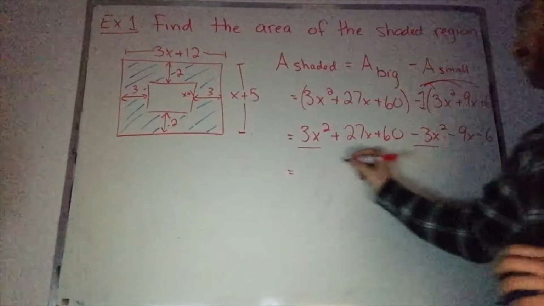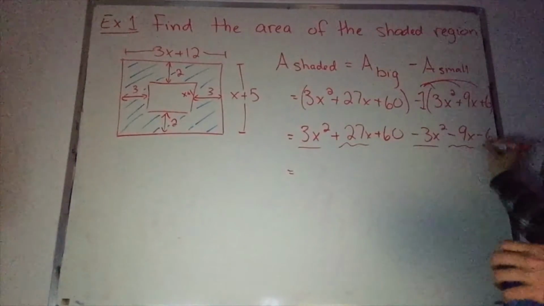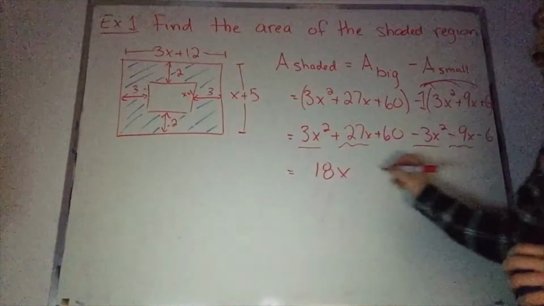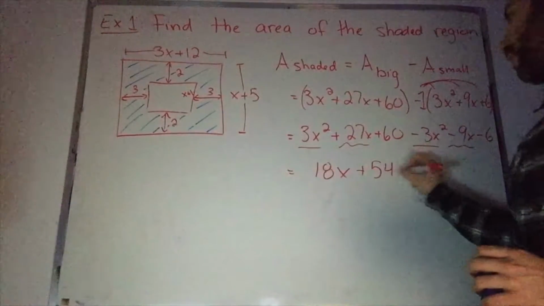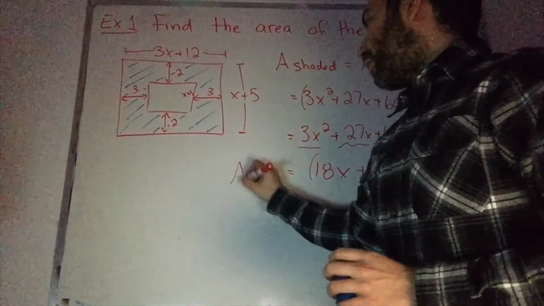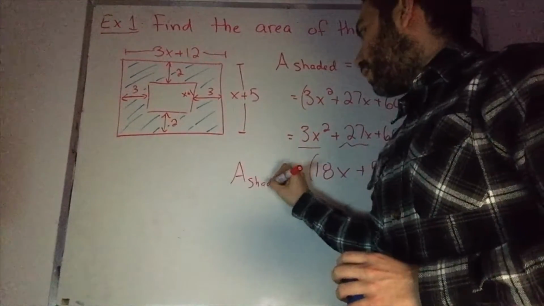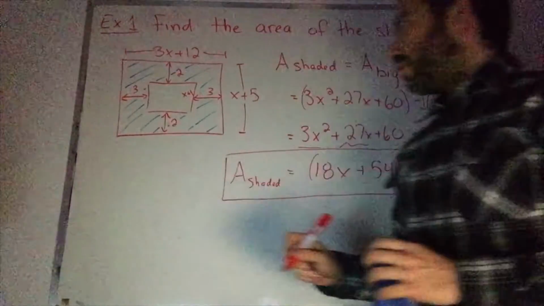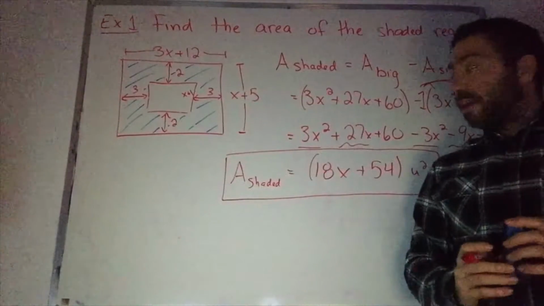27x minus 9x, you get 18x, and 60 minus 6 plus 54 units squared. This is the final answer. This is the area of the shaded region. This is a very typical problem, so make sure you're comfortable with these types of questions.